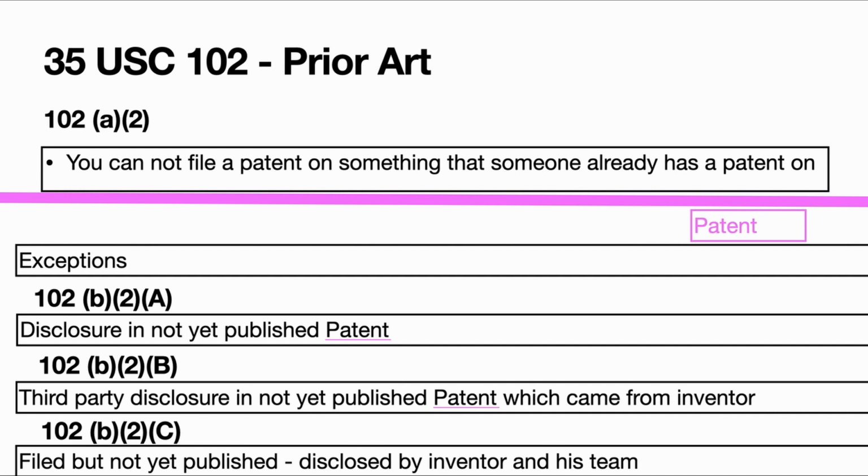So these are things you have to check your provisional patent on before you file, or else you don't necessarily get your patent. It depends. There are lots of depends, but we're going to try to cover as many main points in these lecture series as possible. Okay, 102B2B. Third-party disclosure and not yet published patent which came from inventor.